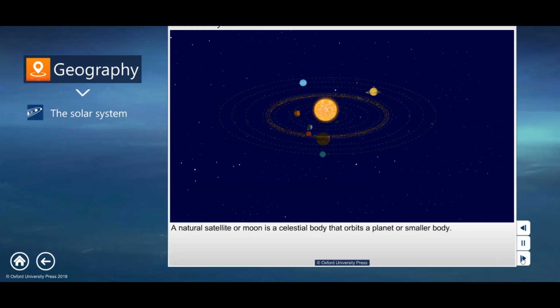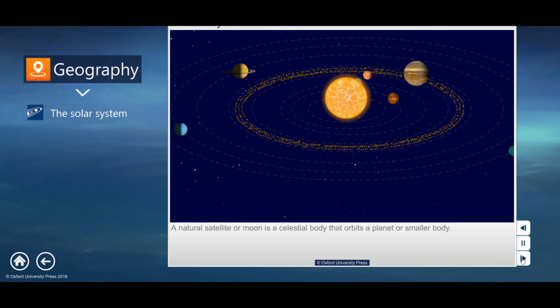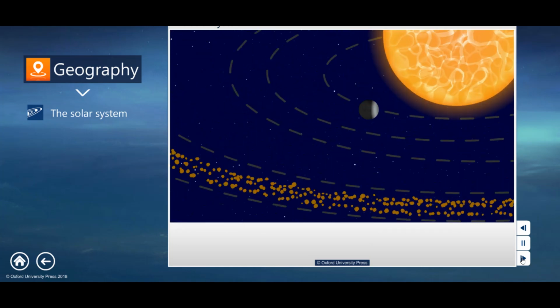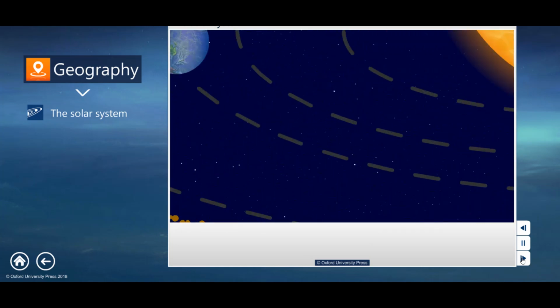A natural satellite, or moon, is a celestial body that orbits a planet or smaller body. The moon is the Earth's satellite. Mercury and Venus have no satellites. Mars has two.